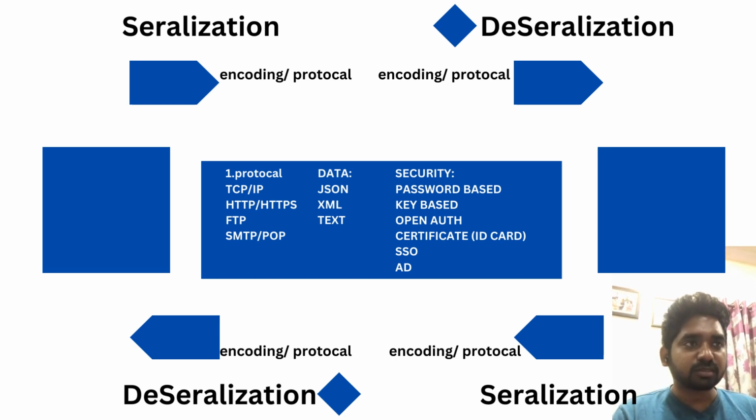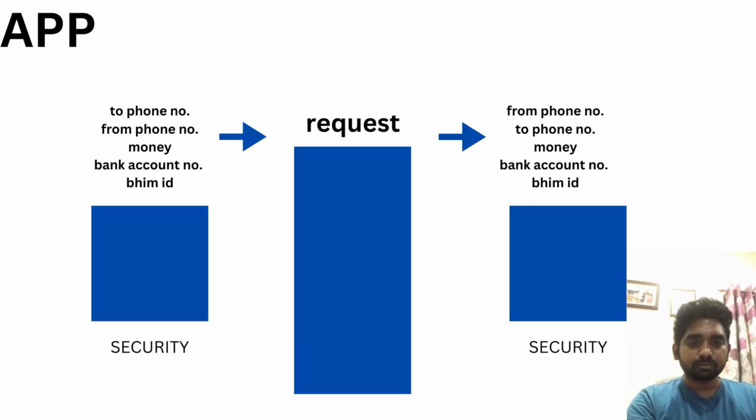SSO is nothing but single sign-on, where you use your Google or Facebook password or login details for each and every website. Like you go to a third-party website and it asks, hey, sign in through Google or sign in through Facebook. So that is called SSO. And AD is Active Directory, which is usually used for internal security, in companies which don't want to share any data with outsiders.